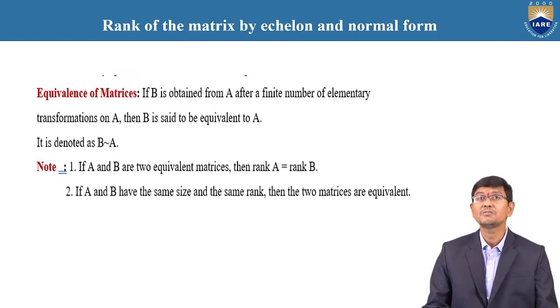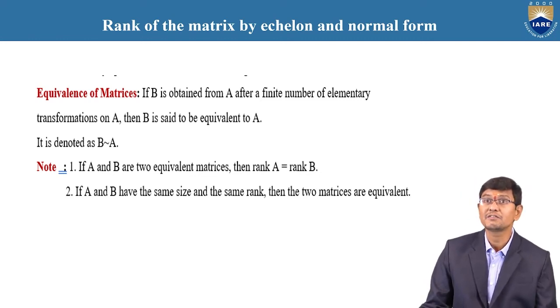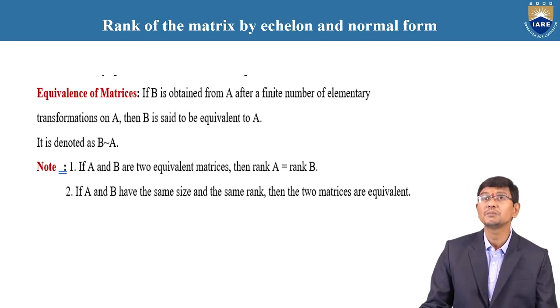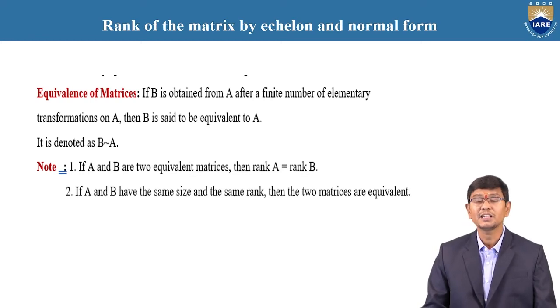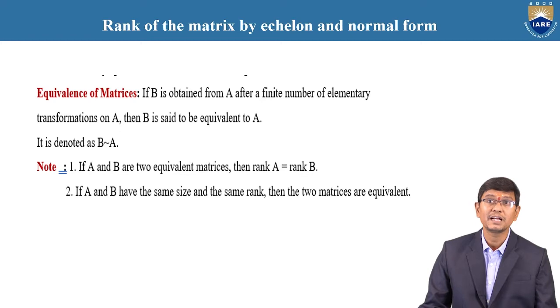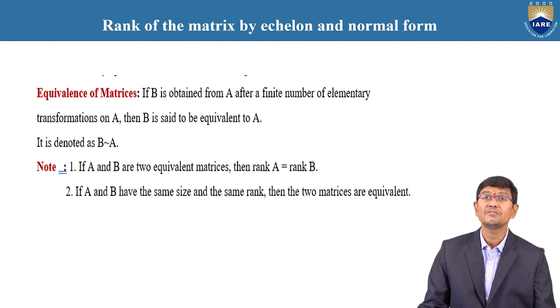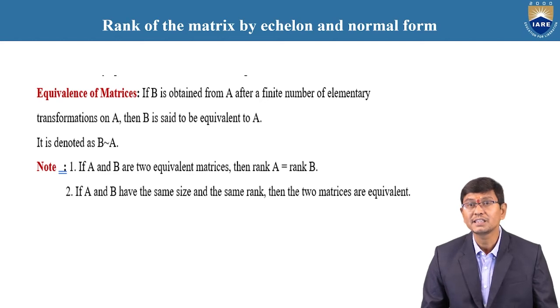Now we need to understand what is the equivalence of matrices. This is very important to understand. If B is a matrix obtained from A after a finite number of elementary transformations on A, then B is said to be equivalent to A, and it is denoted B is approximately A. For example, first, if A and B are two equivalent matrices, then rank of A is equal to rank of B. And another: if A and B have the same size and also the same rank, then the two matrices are equivalent matrices. That is indirectly the conclusion regarding the equivalence of matrices.